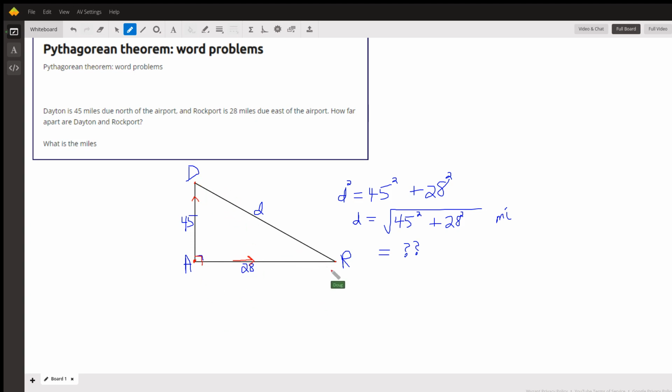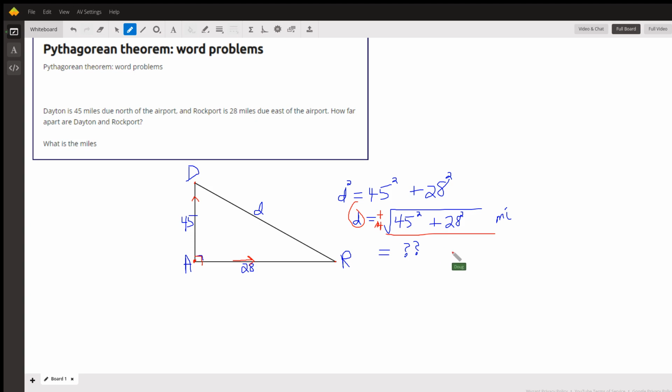The square of the hypotenuse is equal to the sum of the squares of the legs in a right triangle. So to get D, you have to take the square root of both sides. Normally, if you were solving this equation, you'd say plus or minus the square root. But since we're dealing with a distance, we won't consider the negative. So what do you get when you take the square root of 45 squared plus 28 squared?